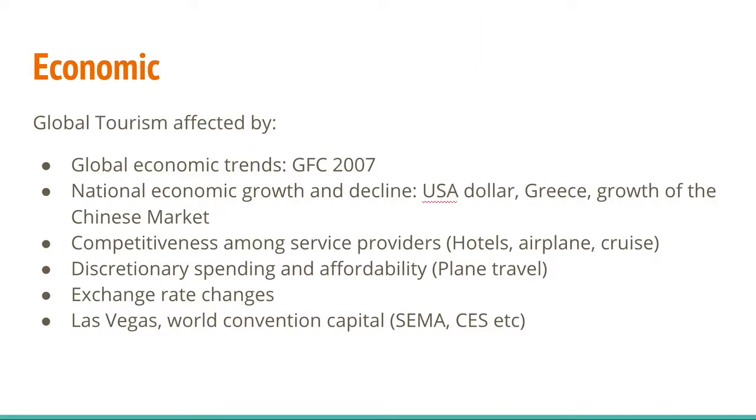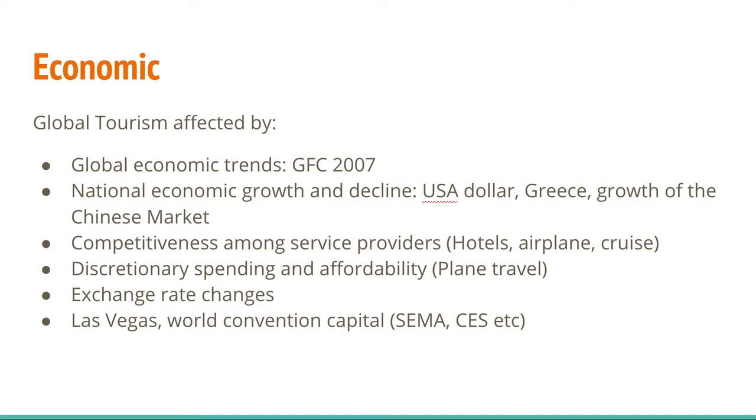Economic. Again, money makes the world go round, and tourism is a big player in terms of the global economy. So the GFC had a big influence on global tourism. We can see a drop in global tourism rates for some areas of the world after the 2007 GFC. So national market growth and decline. The US dollar can influence global tourism.